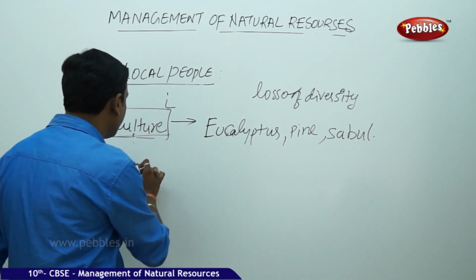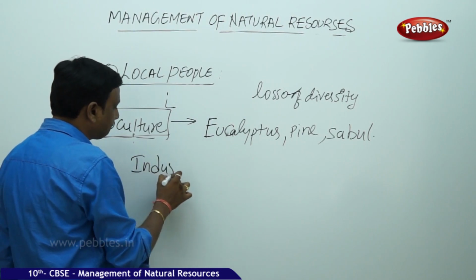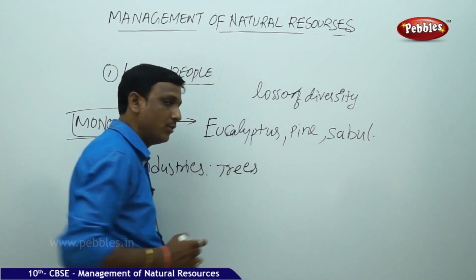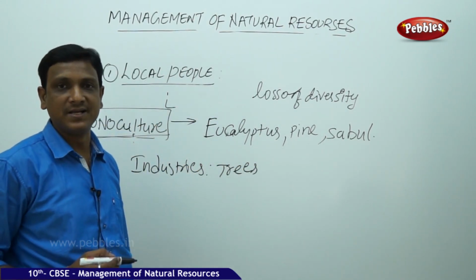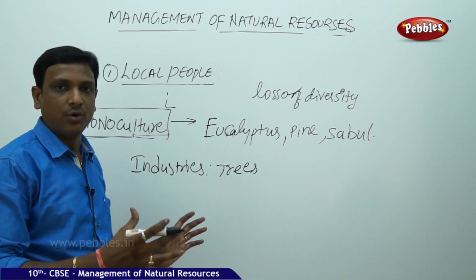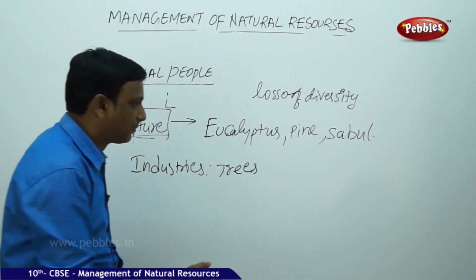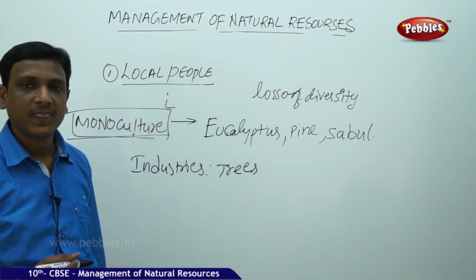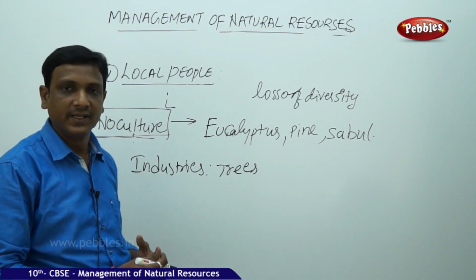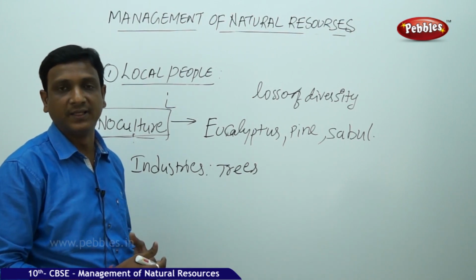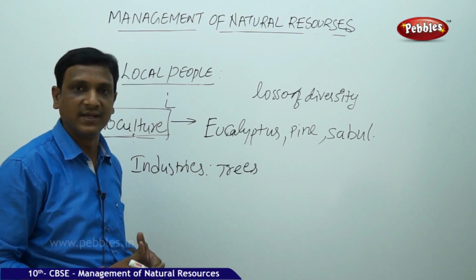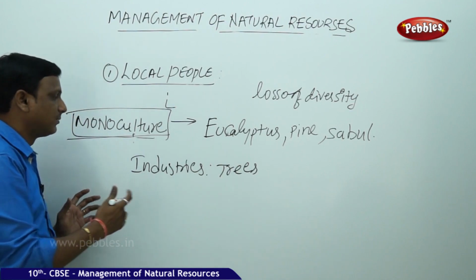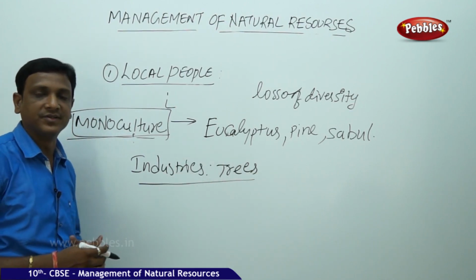Again, the industries grow only the trees that have high commercial value. They are not bothered about the land. They grow certain trees, cut certain trees at a particular place, and again go to a faraway place for that product. They are not bothered about the growth of new plants in that place, or what kind of effects are caused by this deforestation. In such a way, it leads to problems like loss of diversity.